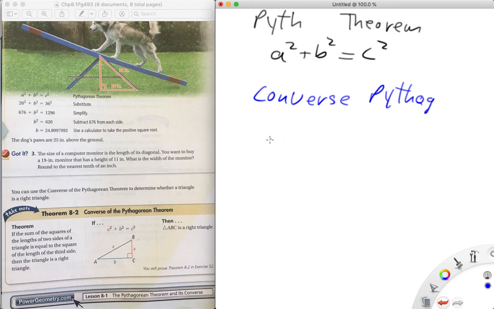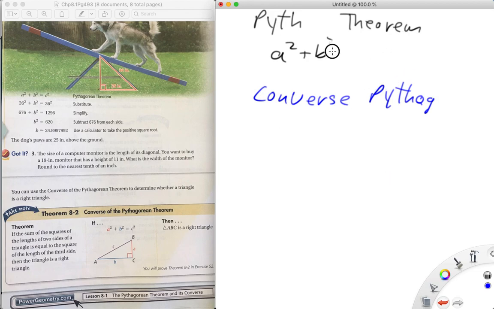If the square of the hypotenuse in a right triangle is equal to the sum of the squares of the legs, then they are a right triangle. If the sum of the squares of the lengths of two sides is equal to the square of the length of the third side, then it is a right triangle. So they're saying in a right triangle, if this works, then it's a right triangle.